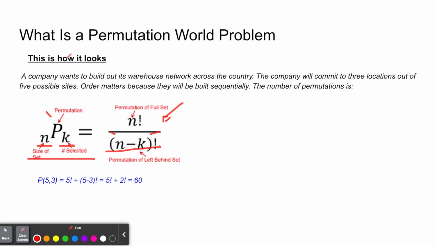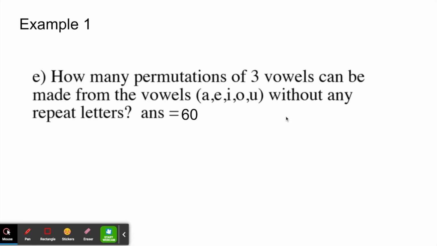This example reads, a company wants to build out its warehouse network across the country. The company will commit to 3 locations out of 5 possible sites. Order matters. So for this equation, the number of permutations is given by these equations, in which 5 represents the total number and 3 represents the selected number. So it's 5 factorial divided by 5 minus 3, which equals 5 factorial divided by 2, and the answer is 60.